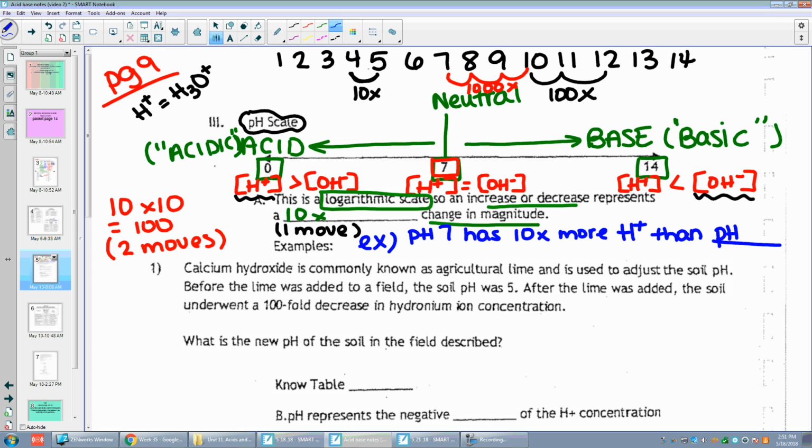I read that wrong. pH 7 has 10 times more. Okay, so the 7 has more H plus. The 7 has more H plus, so it has 10 times more H plus than a pH of 8.